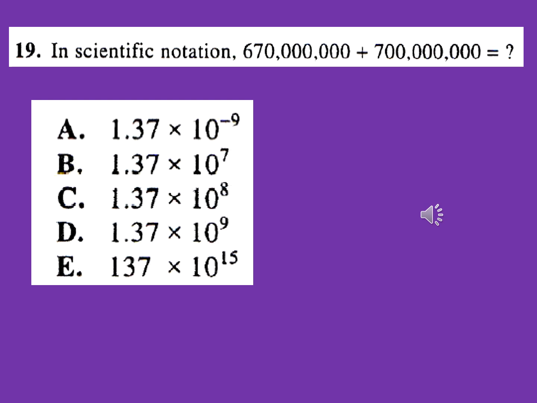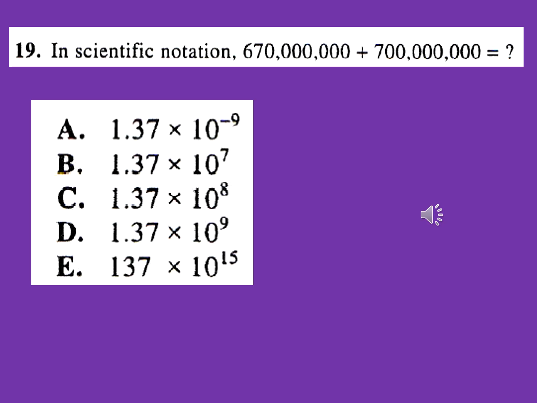Now, before I do anything with this problem, I'm going to point out two answers that I absolutely know are wrong. First off, A is wrong because it has a negative exponent. In scientific notation, negative exponents mean you have decimals. These are big numbers, not decimals, so it's not A.